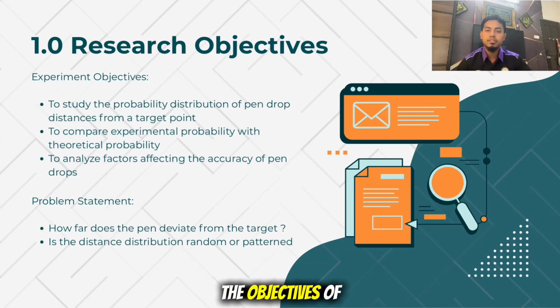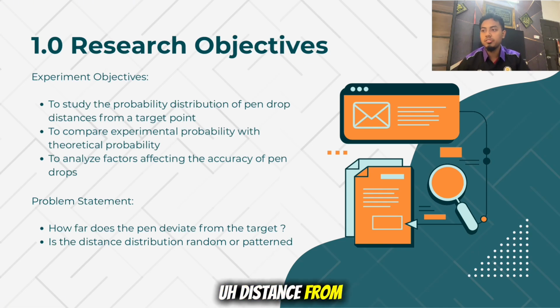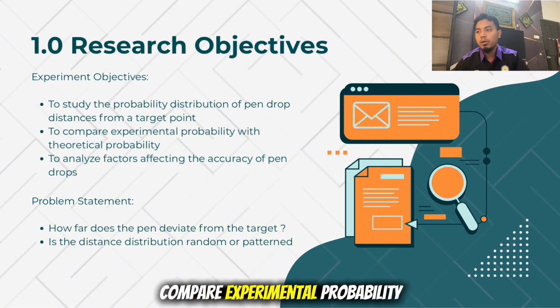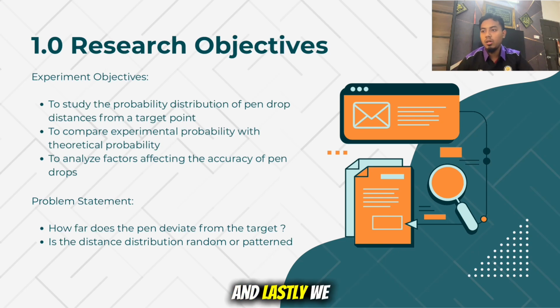The objectives of this experiment are, first, we want to study the probability distribution of pen drop distance from a target point. Second, we want to compare experimental probability with theoretical probability. And lastly, we want to analyze factors affecting the accuracy of pen drops.